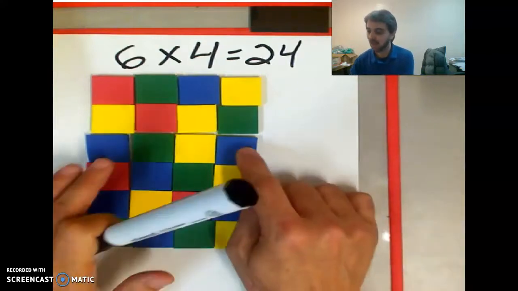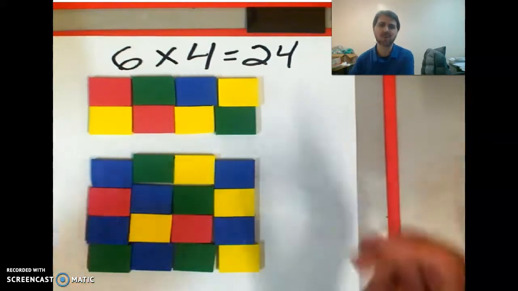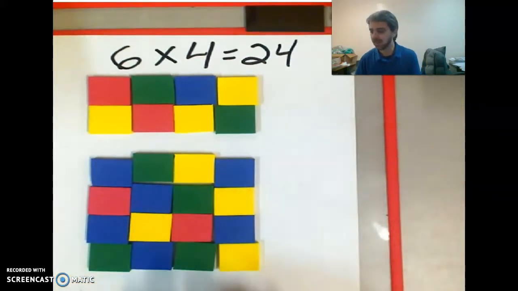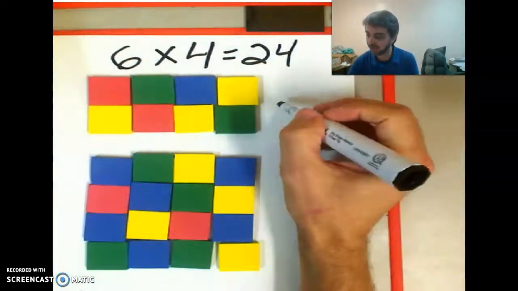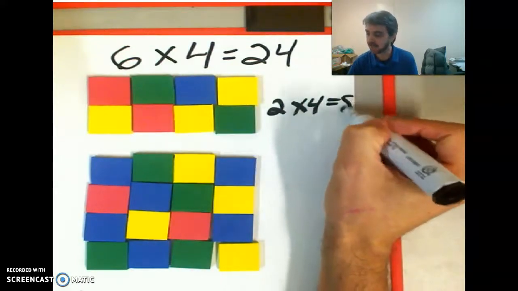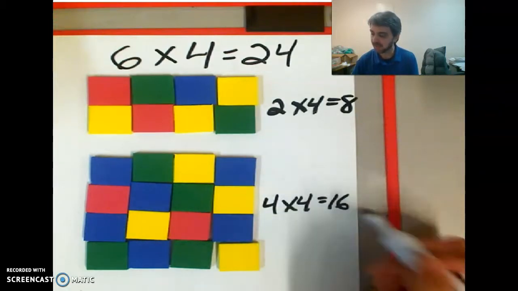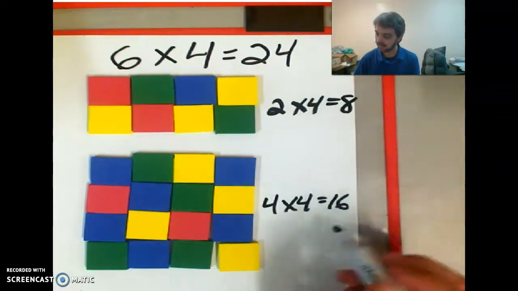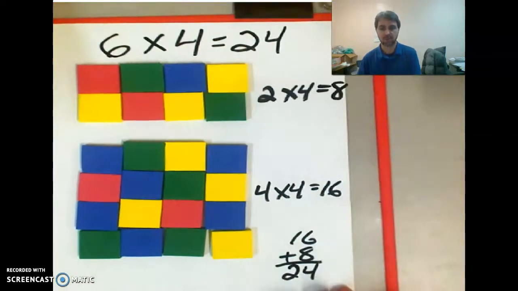Now, what if I break it up? What if I split it up like this? Because maybe I don't know what 6 rows of 4 is. But maybe I know what 2 rows of 4 is. 2 rows of 4 gives me 8. And 4 rows of 4 gives me 16. And if I add 16 plus 8, I get, you know it, 24. So you can break it up however you want.